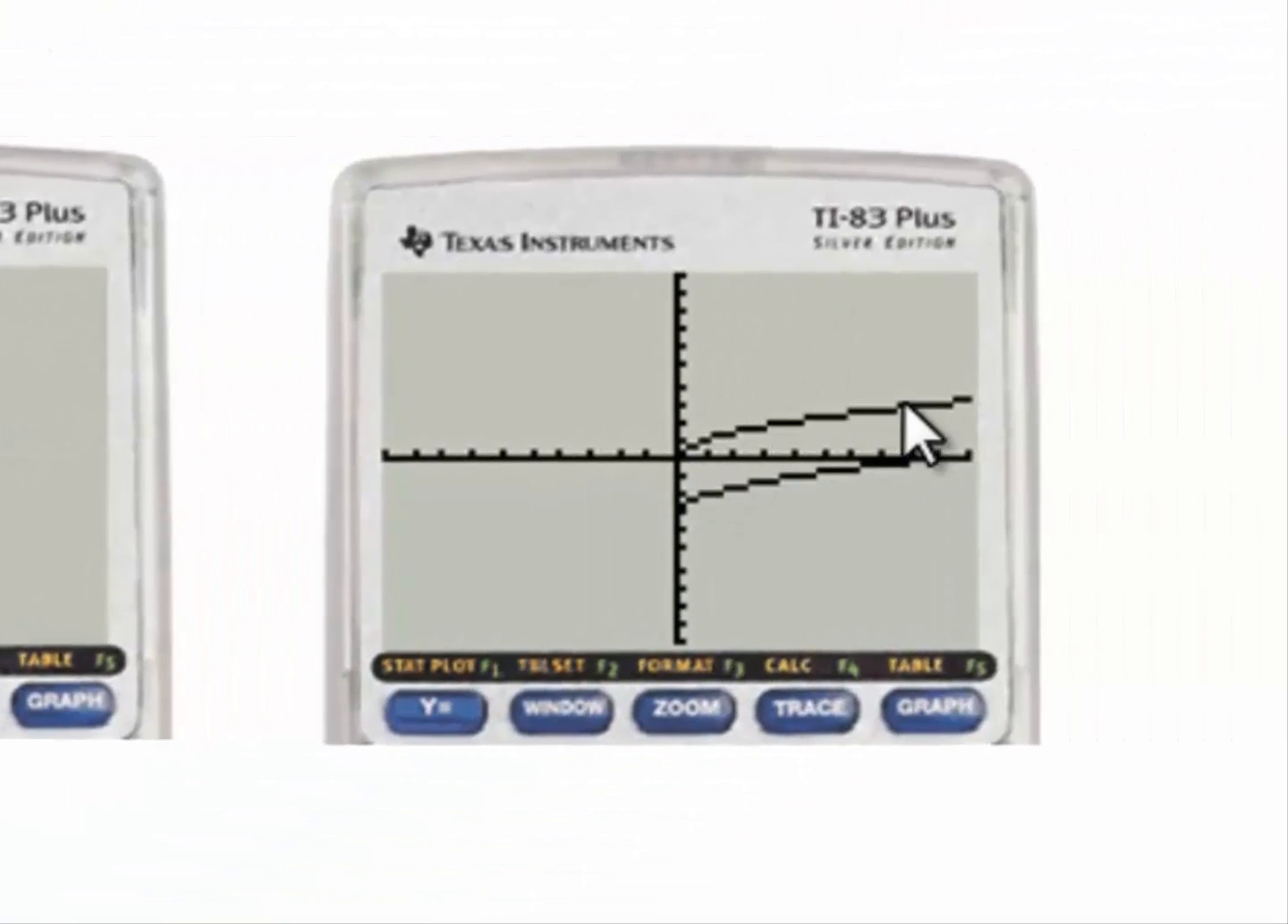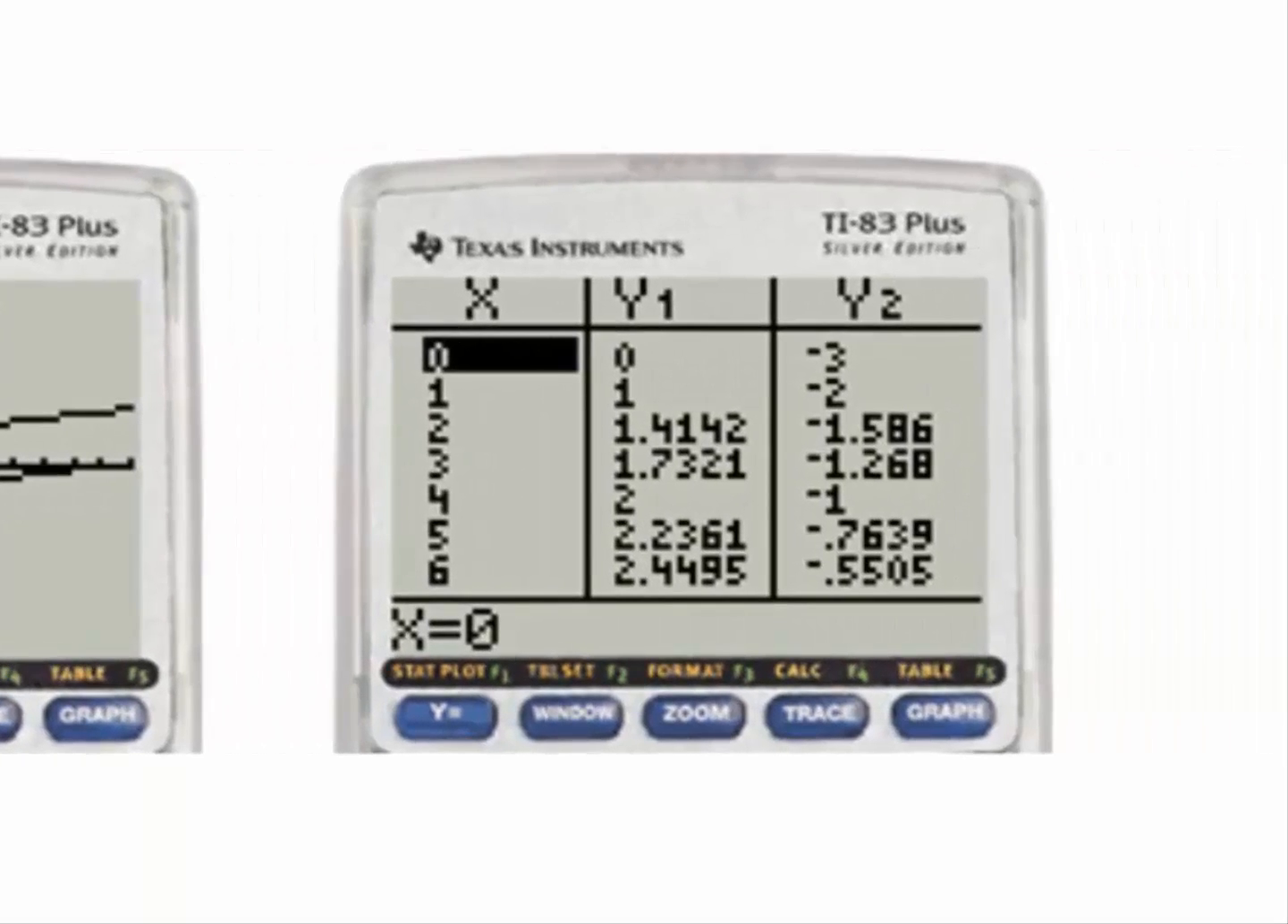Here we have our parent function, and here we have the new function, square root of x minus 3. So now the y values have changed. They have decreased by 3. And we can see this in the table of values. For y1, when x is 0, y is 0. For y2, when x is 0, y is a negative 3.